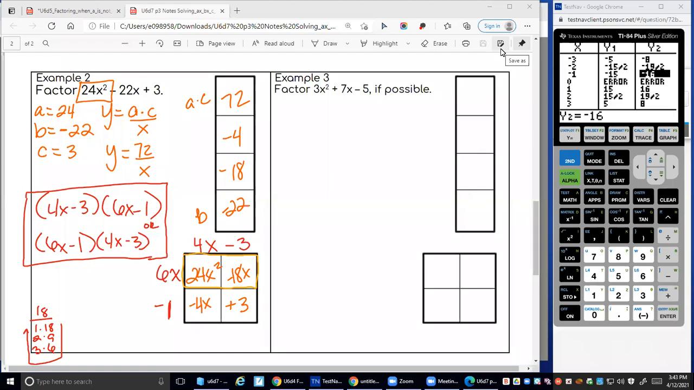So ladies and gentlemen, picking up where we left off yesterday, we're going to be factoring polynomials where we have leading coefficients other than 1. So let's begin and see what we remember.